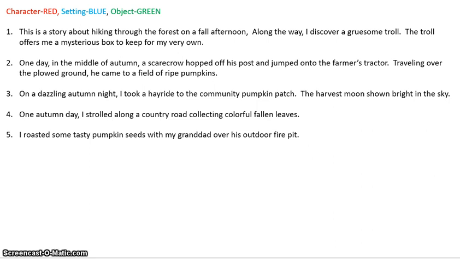All right, now that you are back, let's look at the directions for page 19. I've condensed them because I didn't want to type it all out. What you're basically going to do is read through each of these sentences and identify the character, the setting, and the object in each one of these.